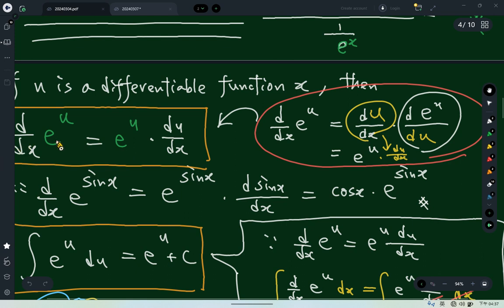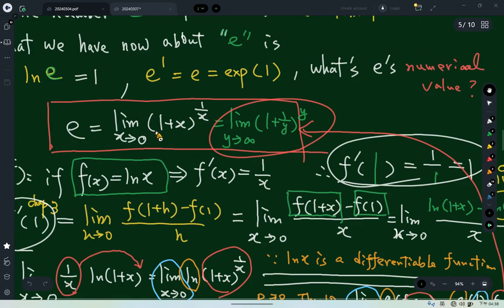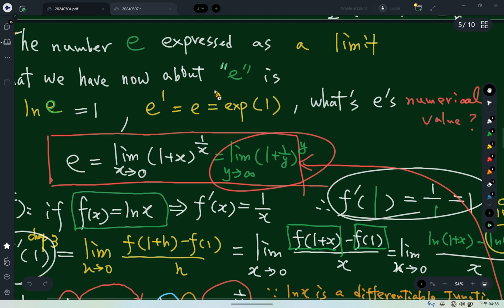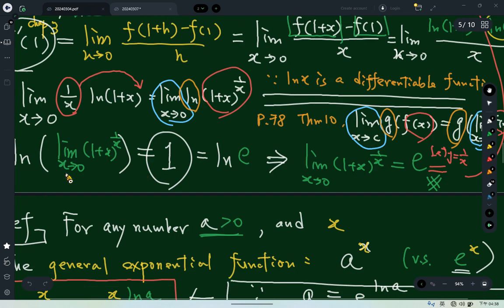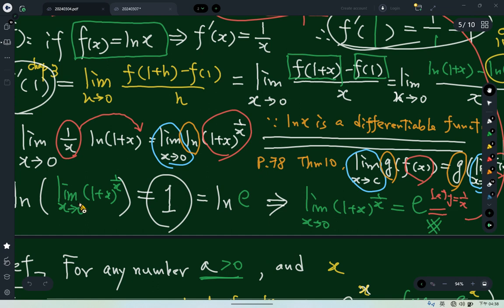If we differentiate e to the power of u, the result will still be e to the power of u, but you still need to have du over dx because of the chain rule, right? Then I also use this part to prove that the number e can be expressed as a limit, where e is equal to the limit as x approaches 0 of (1 plus x) to the power of 1 over x. So you can also convert it just like this.